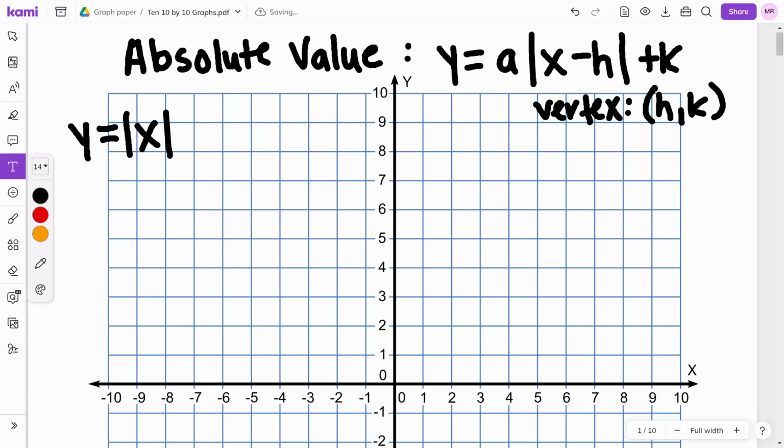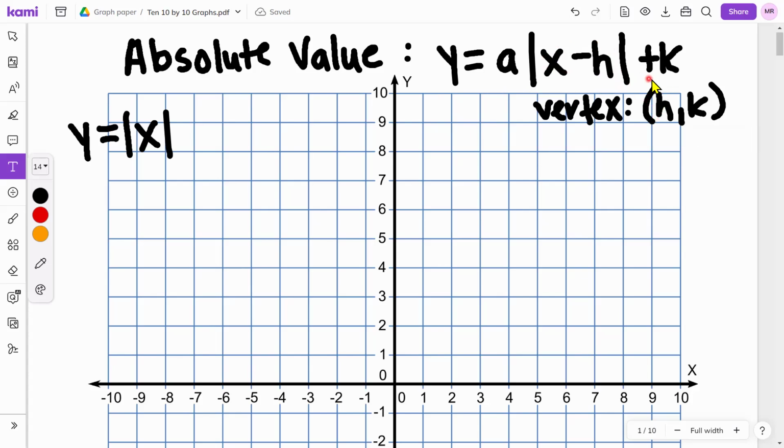So this video is on graphing an absolute value function. The general equation for an absolute value is y equals a, the stretch, times the absolute value of x minus h, plus k, where whatever makes the inside of the absolute value zero is going to be the x coordinate of your vertex.